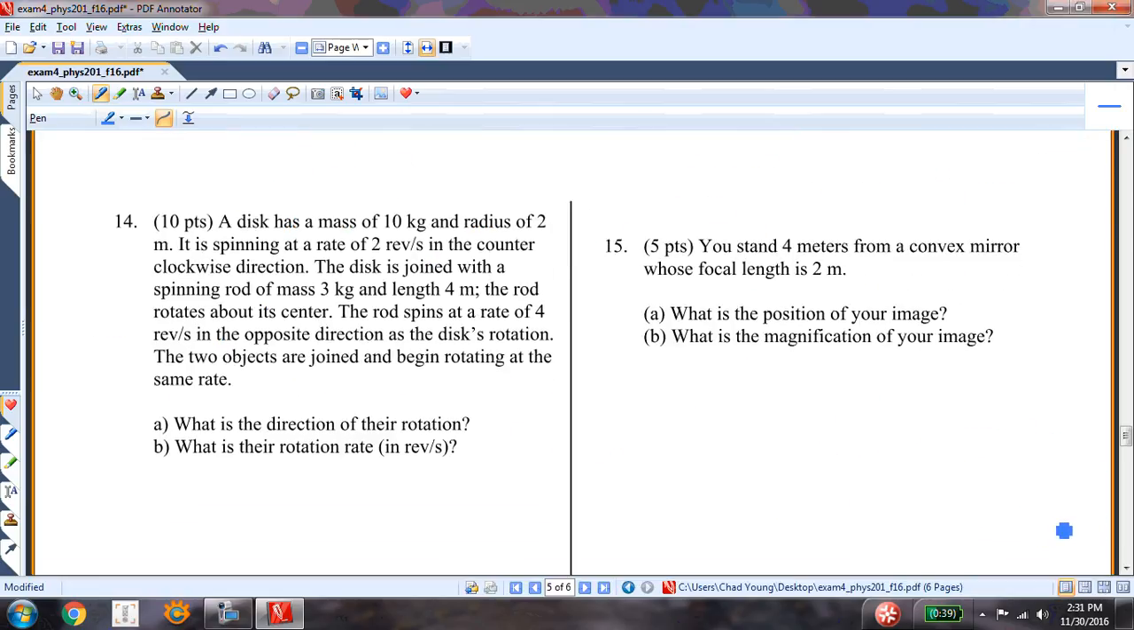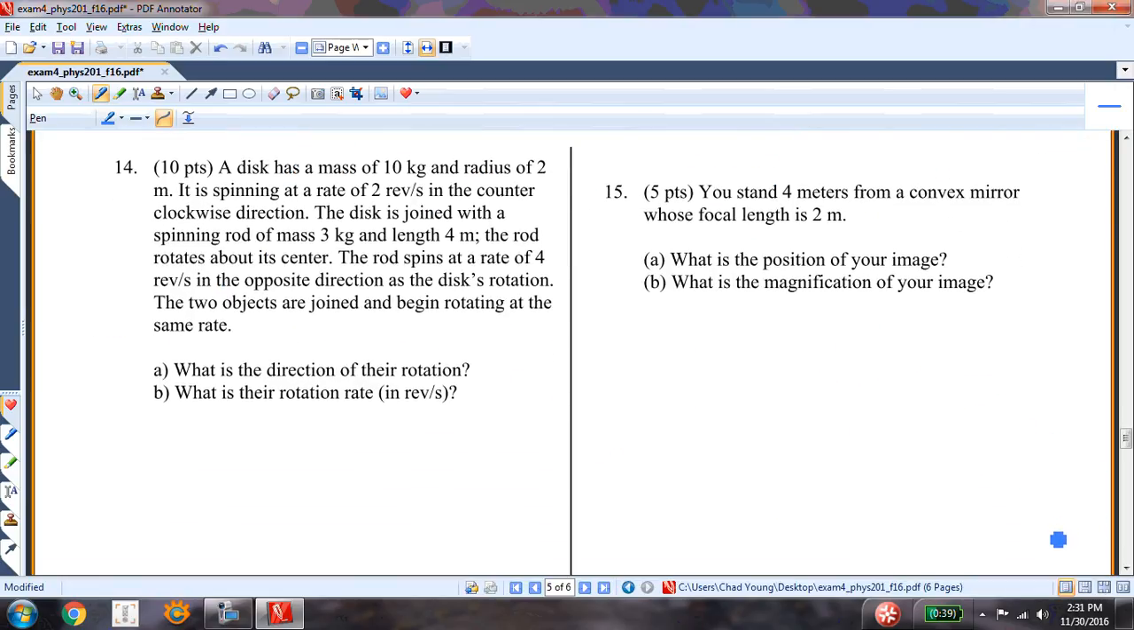Number 15 largely came from a homework question. I shifted around just a little bit, but it was mostly a homework question, unlike one that we worked in class. Disk has a mass of 10 kilograms and a radius of 2 meters. It's spinning at a certain rate in the counterclockwise direction. So let's just write down the information that I know about the disk. It has a mass of 10 kilograms and a radius of 2 meters.